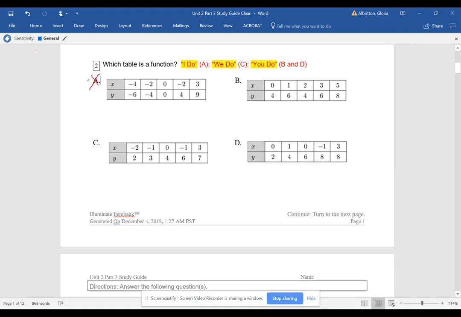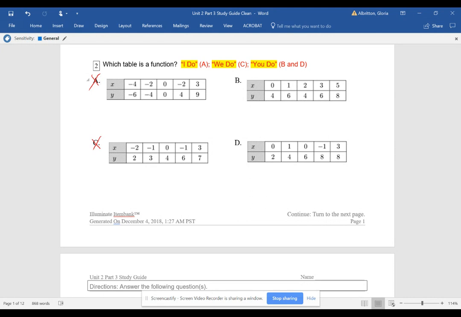Now I'm also going to do C. So this is the we do. So hopefully we can sort of work it out together so you follow along with me. And again, to be a function, we have to look at the X values. They cannot repeat. I see -2, -1, 0, -1, 3. Again, I see a repeat that tells me C cannot be a function.